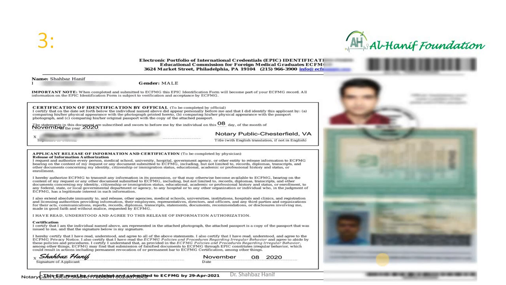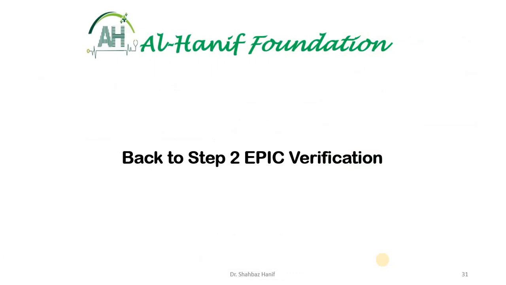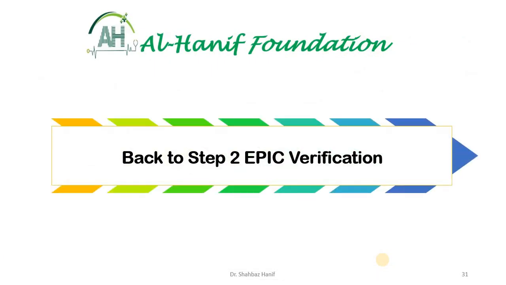Once done, you and ECFMG both will receive your notarized EIF form. Here you will be done with NotaryCam. And now you can call it the NotaryCam Certificate. And this is how it looks like. This is mine, by the way. Your notary public officer's signature, and here mine. Then go back to step 2 and finish the remaining process.